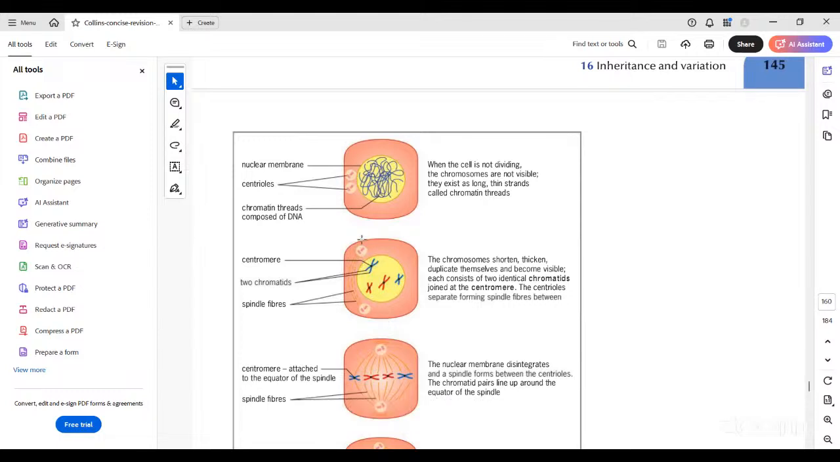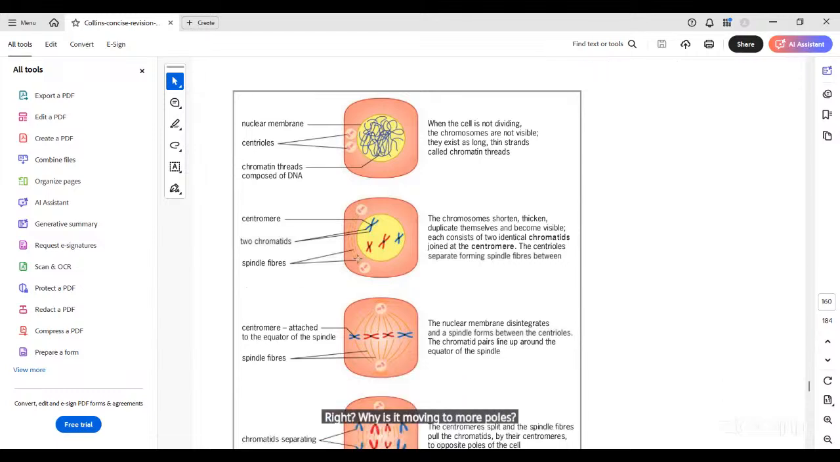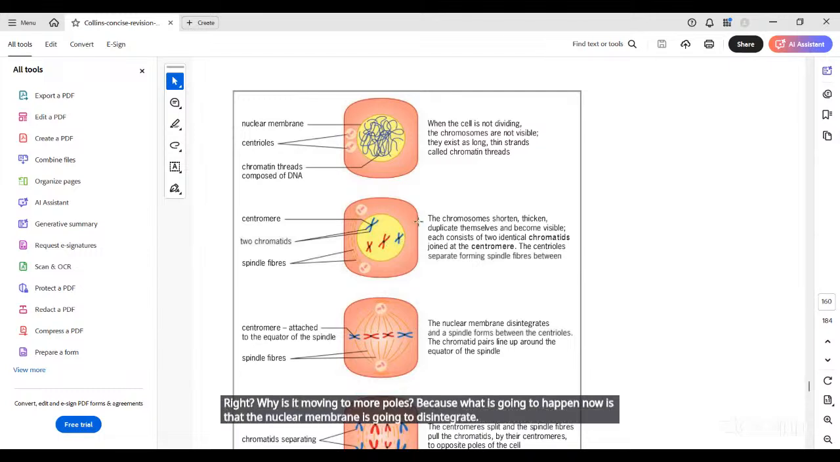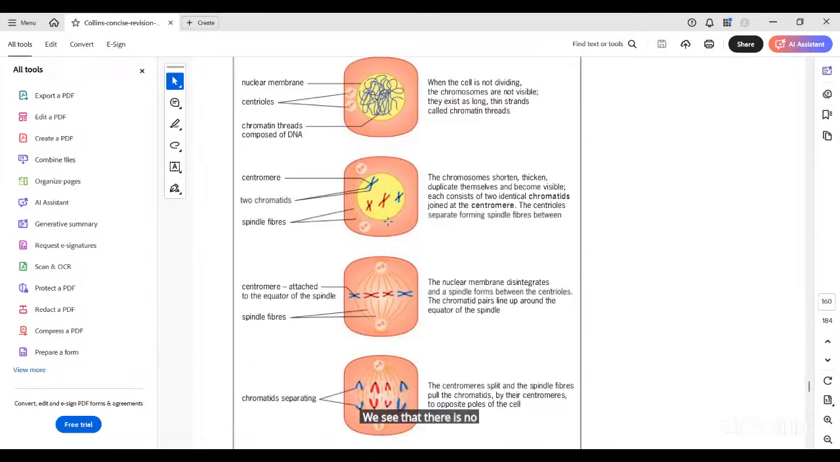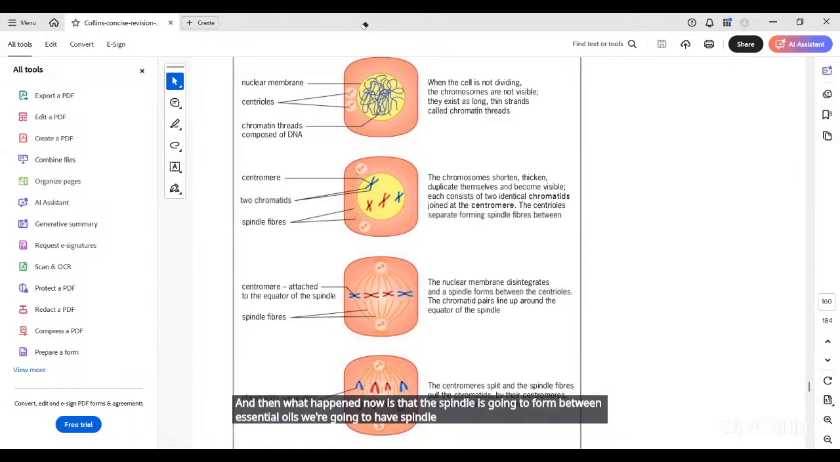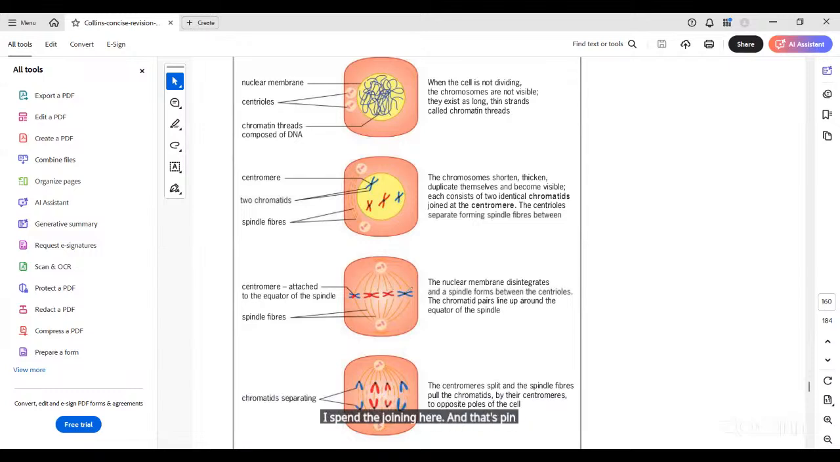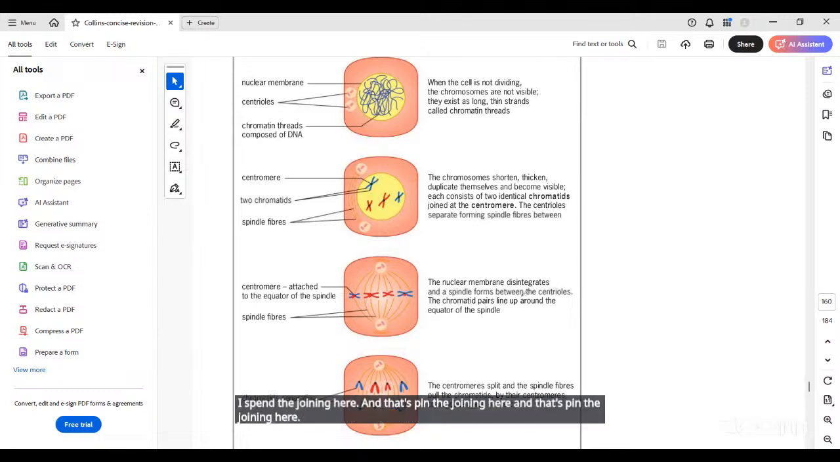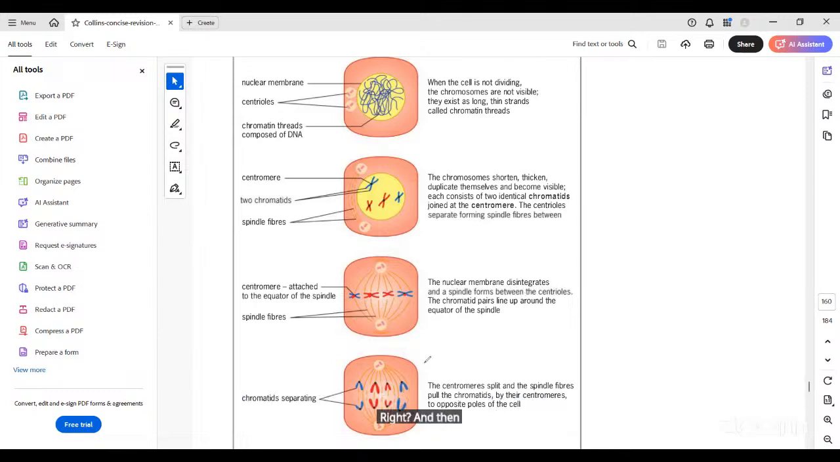Why is it moving to both poles? Because what is going to happen now is that the nuclear membrane is going to disintegrate. We see that there's no more nuclear membrane here. It's gone. And then the spindle is going to form between the centrioles. Let me get the annotation. We're going to have a spindle joining here, here, here, and here. Right? And then what's going to happen now? It's going to pull apart.